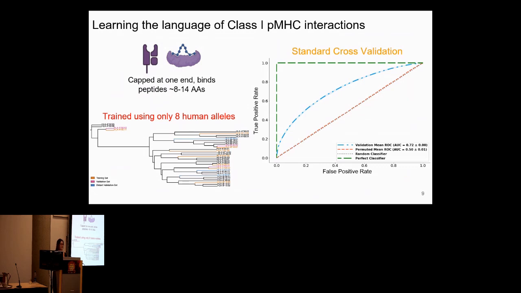So for anyone unfamiliar with an ROC curve, the x-axis is false positive rate, the y-axis is true positive rate. A random classifier has an AUC of 0.5, which will be that diagonal gray line. And a perfect classifier has an AUC of 1, which you can see in the green line. So our blue line, or validation line, you can see we observed good signal, meaning we were able to predict which of these class 1 alleles bound which peptides.